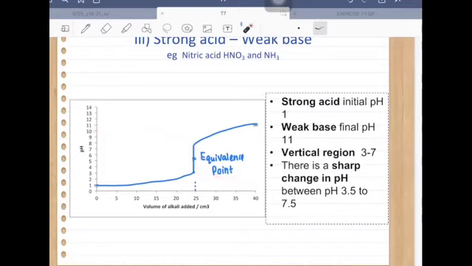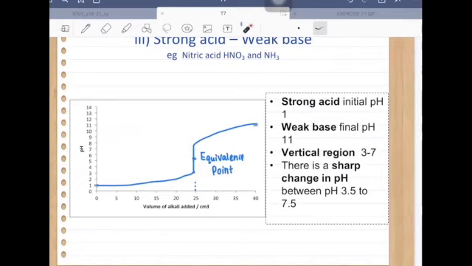Well, not great. Let me, okay. The vertical region should be the same, like that. Yeah, I think that's much better. So imagine that as a vertical region, okay? The shape is the same. The only thing that's changing is the initial pH and the final pH. The volume must also be the same.